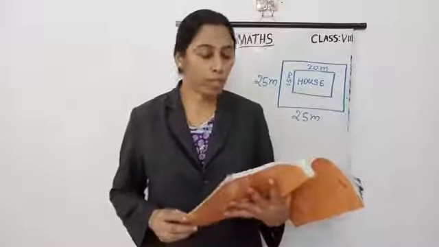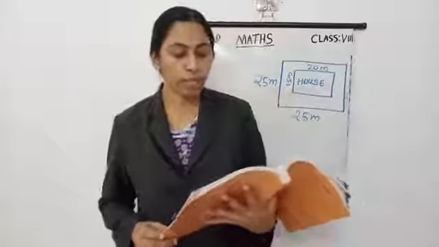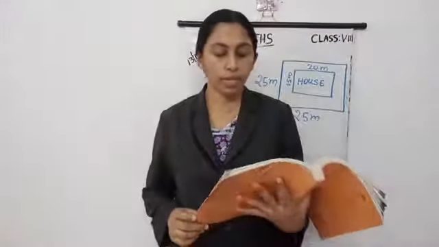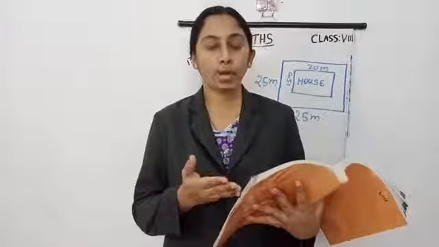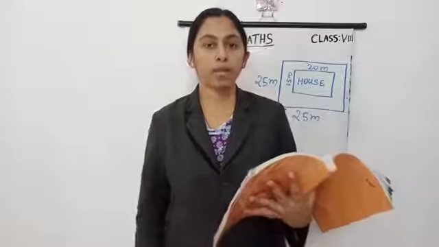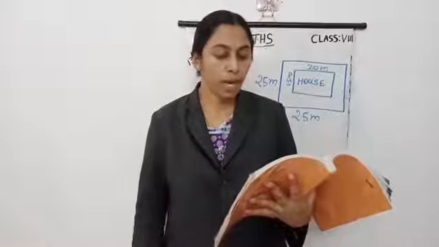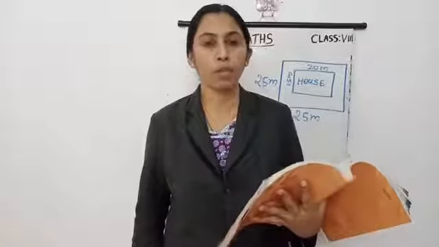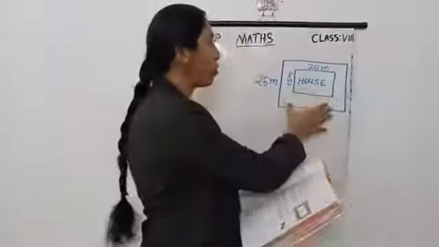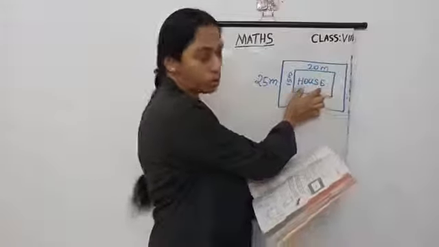Next question 2. Page 171, exercise 11.1, question number 2. Mrs. Kaushik has a square plot with the measurements as shown in the figure. There is one figure given on the right side of that question. Please look at that. She wants to construct a house in the middle of the plot.